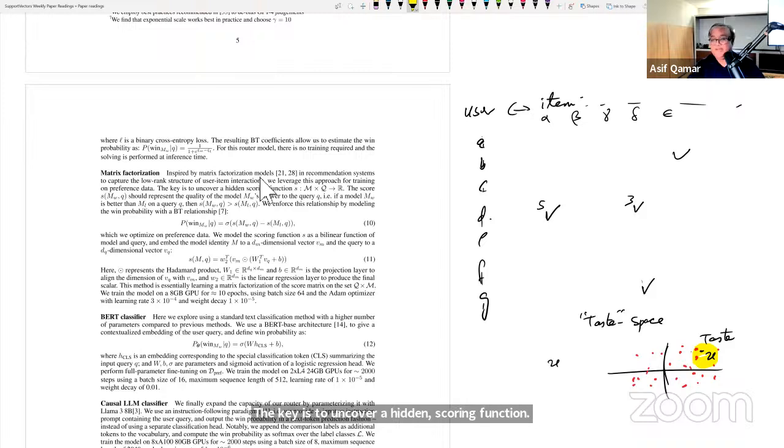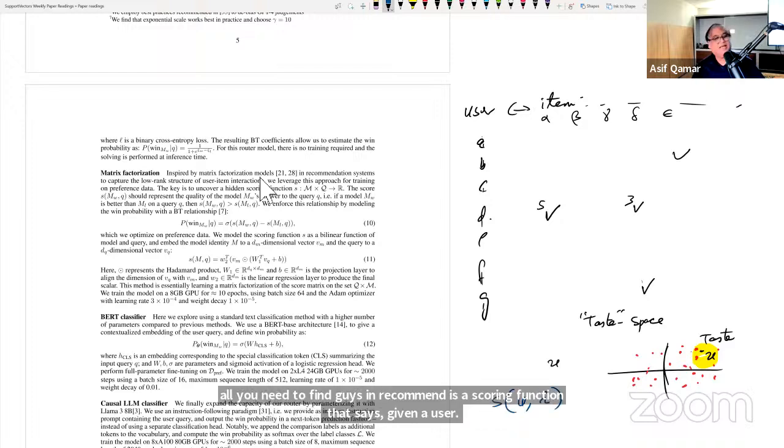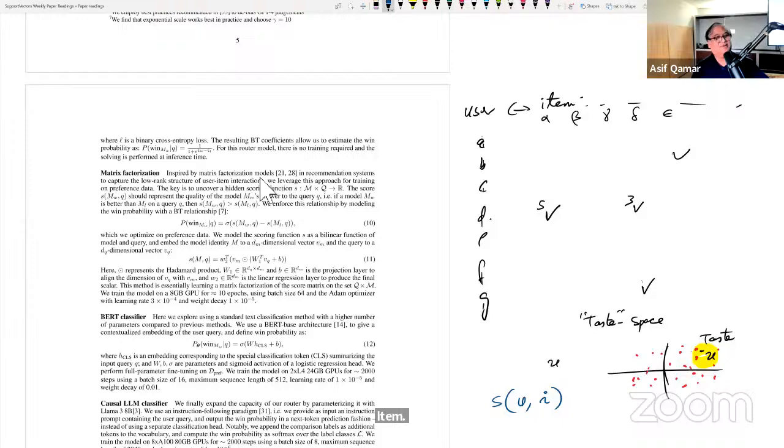So all you need to find, guys, in a recommender system is a scoring function that says, given a user and given an item, exactly how much will the user like this item, or what score the user will give to this item in the situation that the user happens to watch this movie or this show. Right? That's the only question you want to answer in a recommender system like this. Does that make sense? So they map it to a scoring function, representing the quality of the model's answer, etc. So P-win, you can write it like that. I won't go into that.